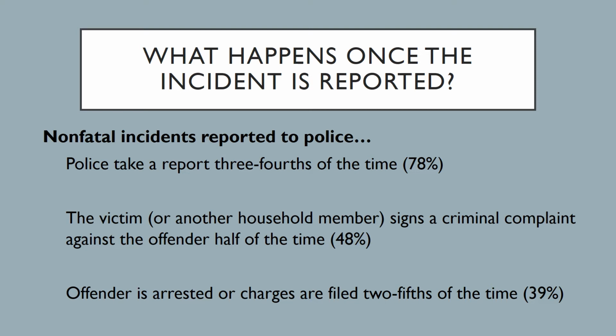So the next bullet point we see here is that the victim or another household member will sign a criminal complaint against an offender only about 50% of the time. So once again, in order for there to be punishment within the judicial system, obviously somebody has to be willing to allege a criminal complaint against the offender. And as you can see, that only happens about 50% of the time.